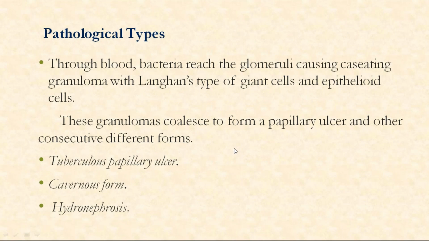So what is the pathogenesis? Commonly, when this bacteria enters the kidney, it reaches the glomeruli and the tubules. From the glomeruli, it produces Langerhans giant cells.